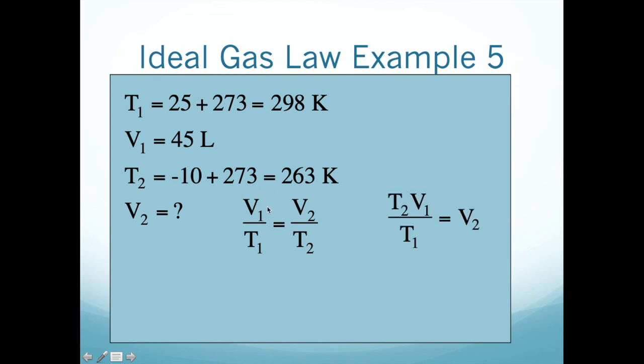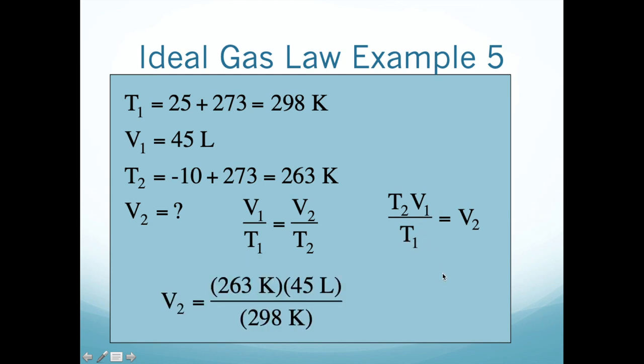So the rearranged formula becomes T2 V1 over T1. So let's plug those numbers in. Take 263 times 45 divided by 298. Kelvin, of course, cancels out, and we get our answer in liters. Okay. By the way, whenever you get these answers, a quick check is to see if they match up with the laws that we've seen already.